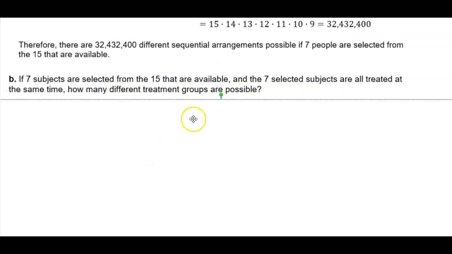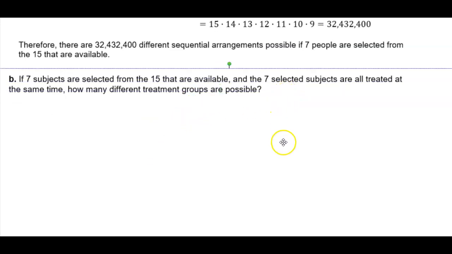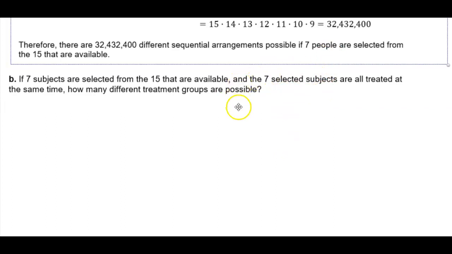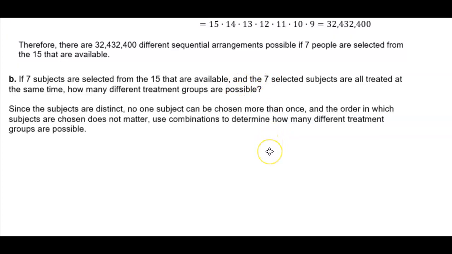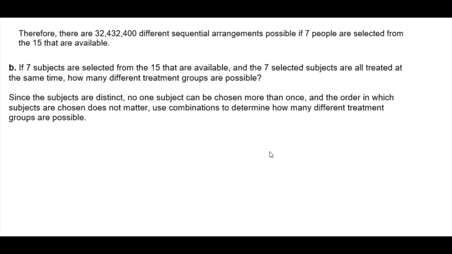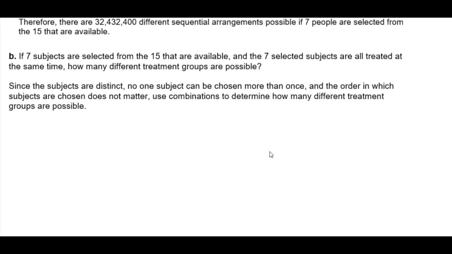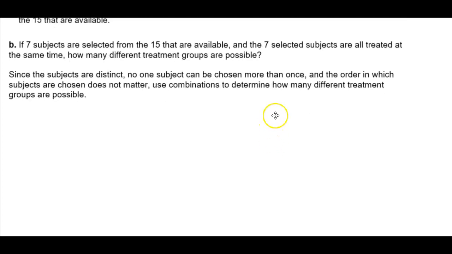So now let's take a look at part B. If 7 subjects are selected from the 15 that are available, and the 7 selected subjects are all treated at the same time, how many different treatment groups are possible? Now, since the subjects are distinct, no one subject can be chosen more than once, and the order in which the subjects are chosen does not matter. So we're going to use combinations to determine how many different treatment groups are possible.